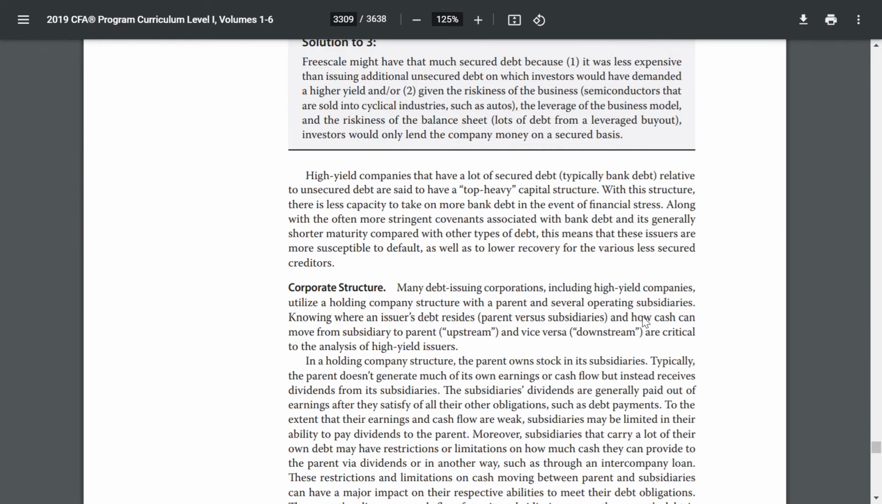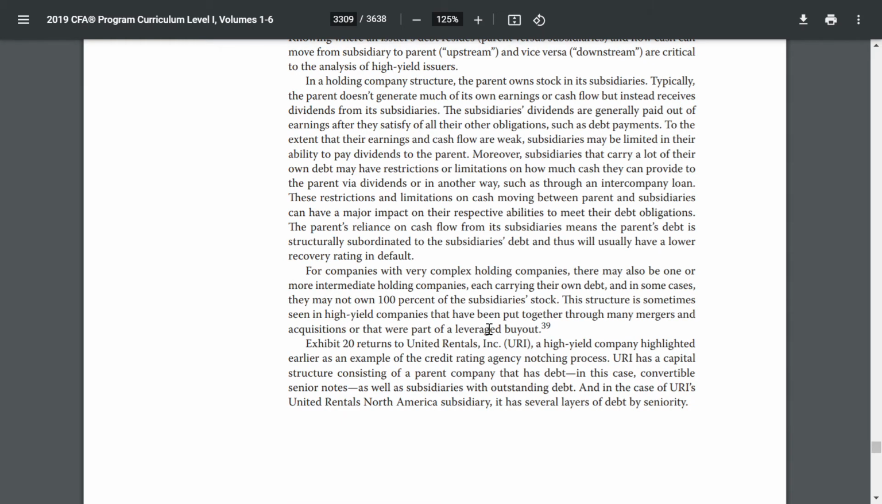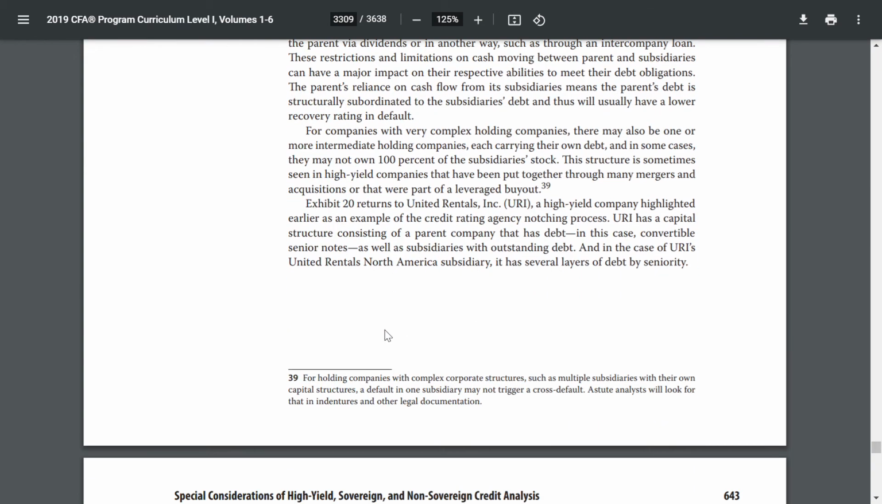Corporate structures. Many debt issuers, including high-yield companies, utilize a holding company structure with a parent and separate operating subsidiaries. Knowing where the issuer's debt resides, and how cash can move from subsidiary to parent and vice versa, is critical to the analysis of high-yield issuers. So, setting up a subsidiary that is in charge of the debt means that in the event of default, the credit reputation does not transfer directly, or at least is through a shell.